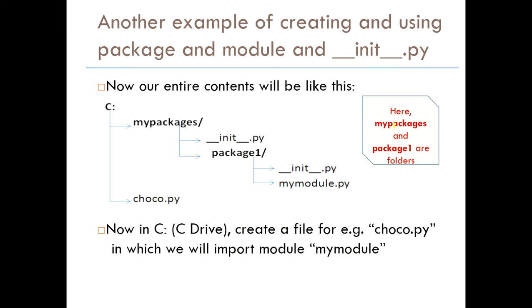Now our entire content will be like this. Drive C has a folder myPackages, that is our package. This folder has the dunder init dunder.py file and the package1 folder, which contains the dunder init dunder.py file and myModule.py. Now we have created a new file here, choco.py, directly in drive C, in which we will import the module myModule.